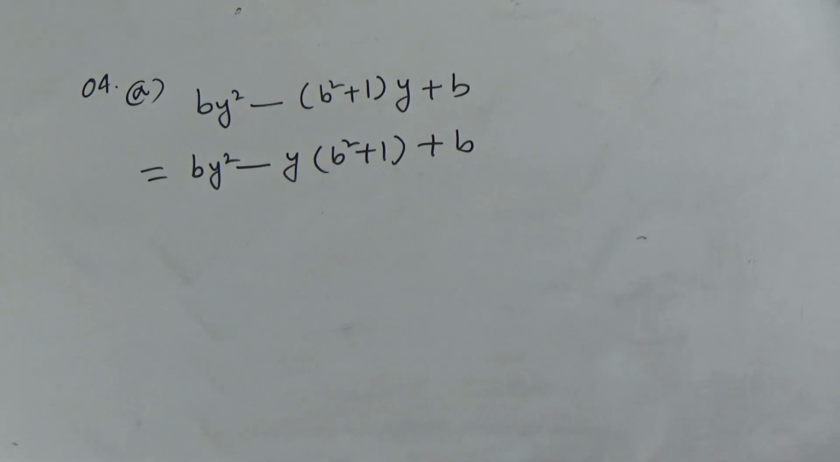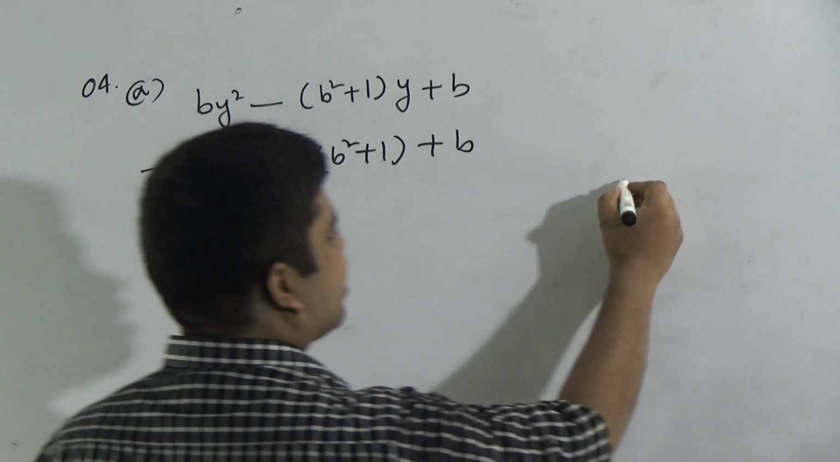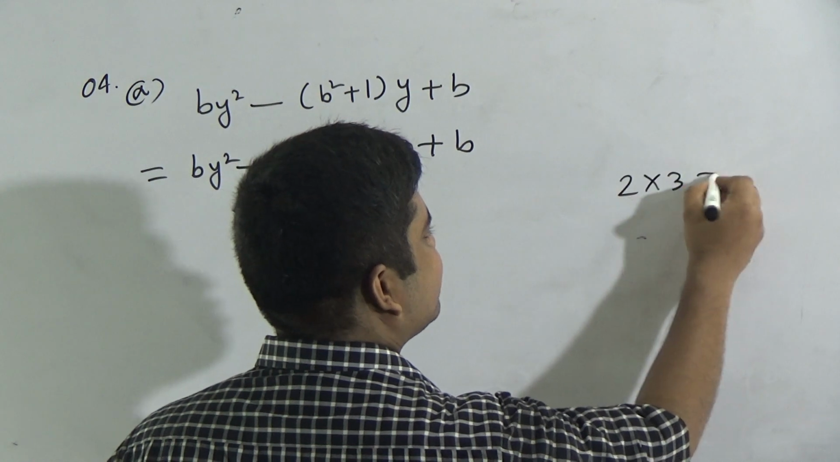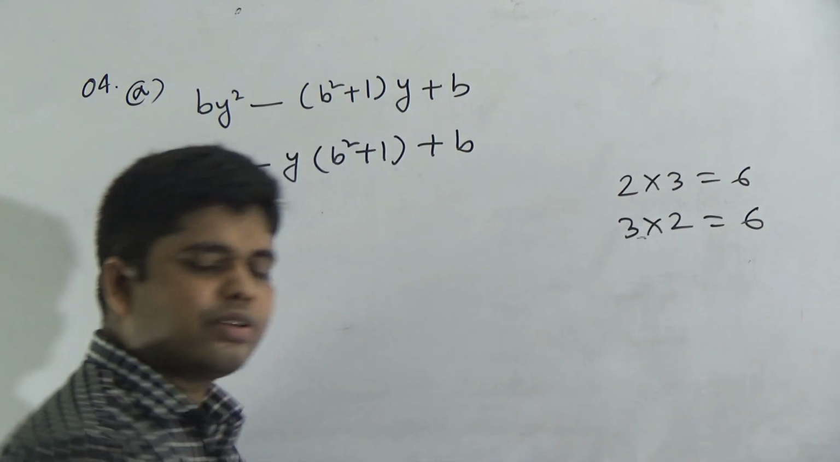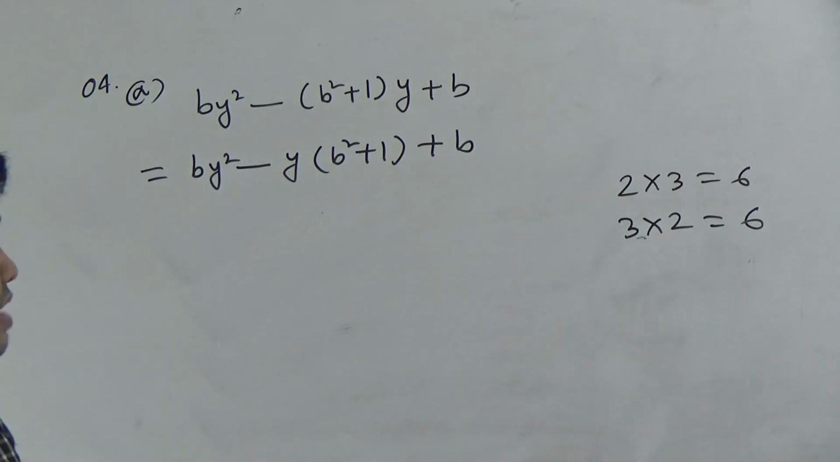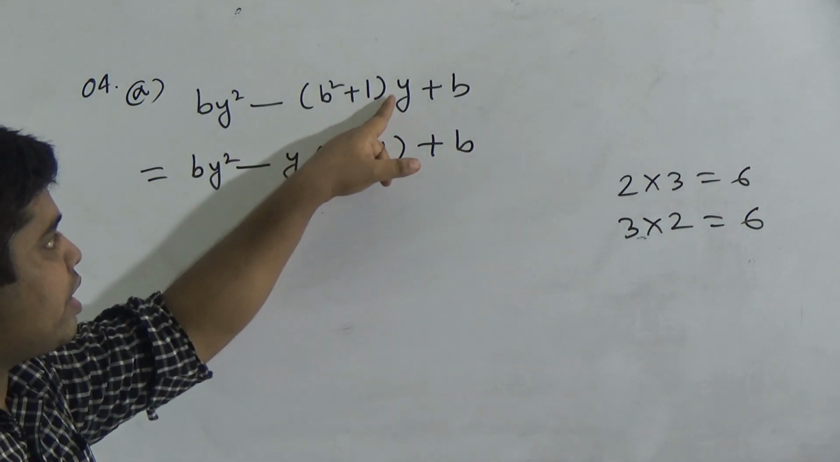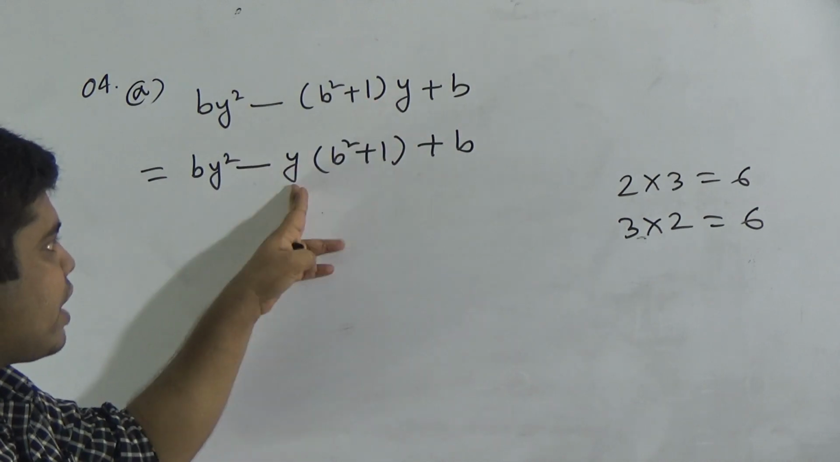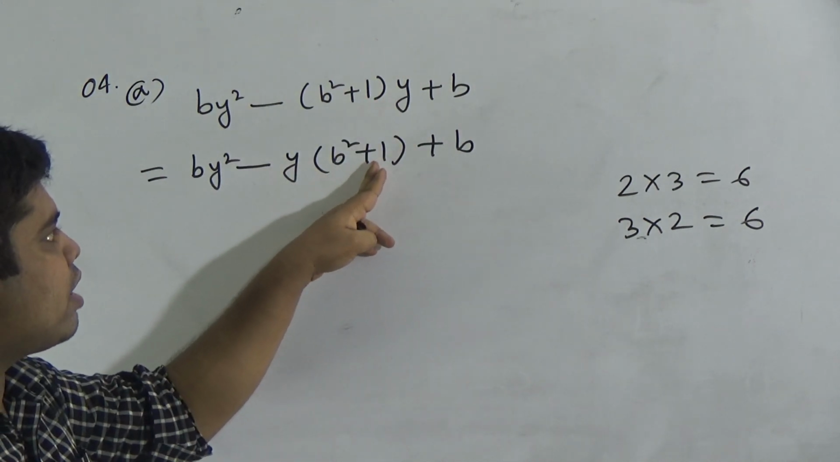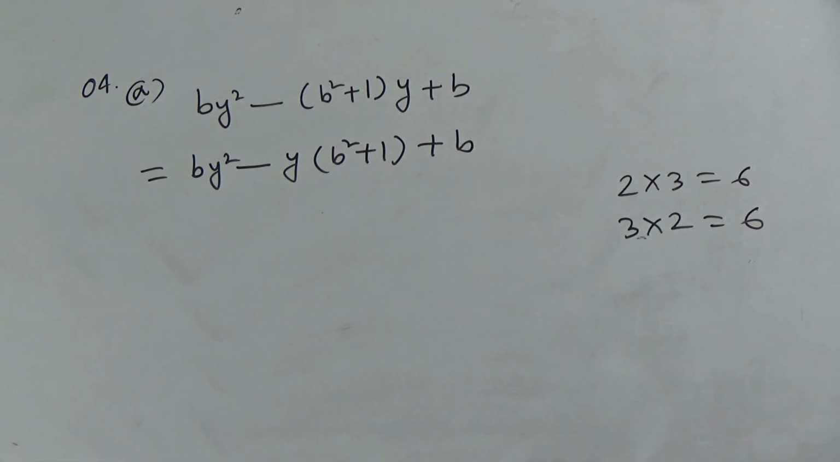Do you understand? Suppose this is 2 into 3 equals 6. If I write 3 into 2, then it will also be 6. So just like this, b square plus 1 into y and y into b square plus 1 are the same. I hope you have understood.